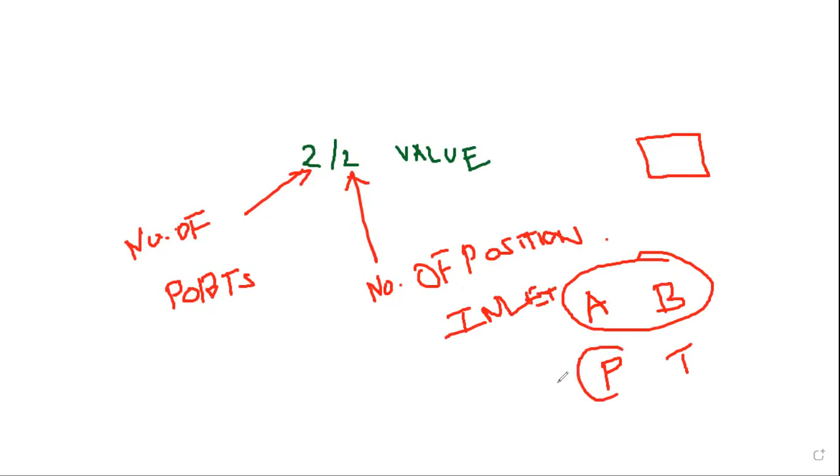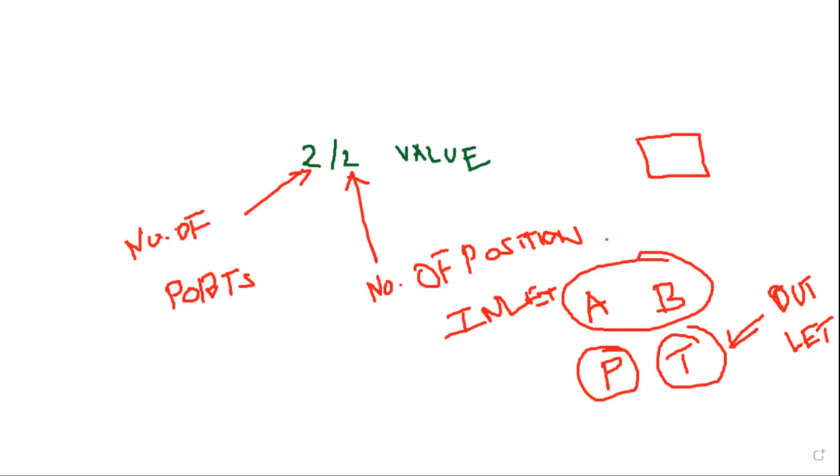So P in the sense the pressurized condition. 3 is nothing but the transfer port, the exhaust outlet port. So two sets of inlet will be there, and one set of outlet will be there, and one pressure port will be there. The pressure port is where the pressurized fluid enters.